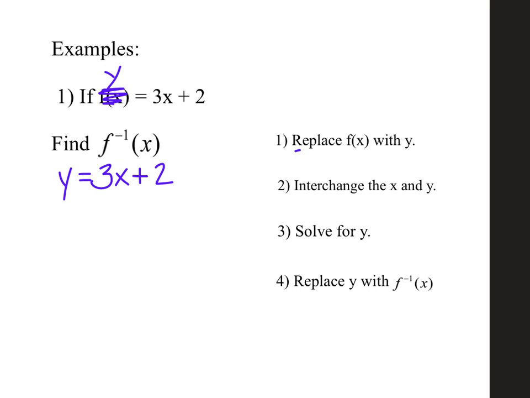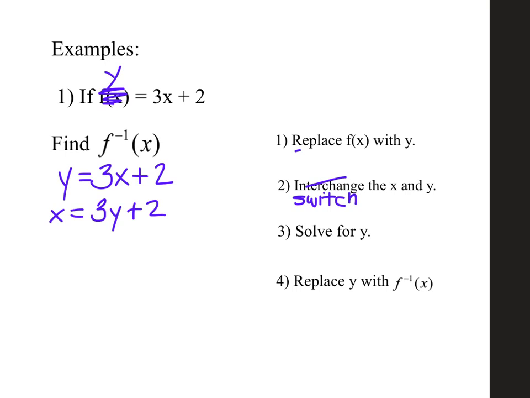Then we interchange. Another word for interchange is switch x and y. Only x and y. No numbers, no other letters. It's just x and y that get switched. So the x comes over here and the y comes over here. They just switch spots. Parent Trap-ish, right? Now we have to solve for y.